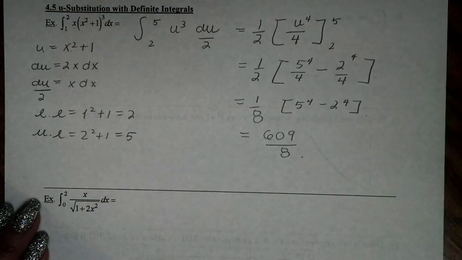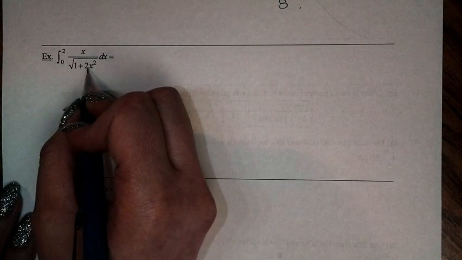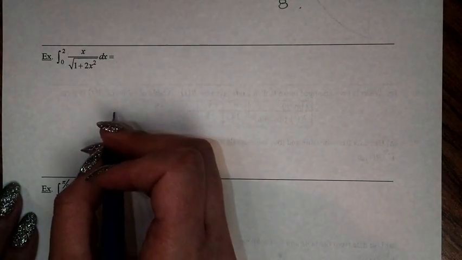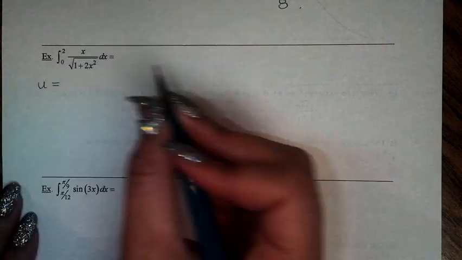Okay, so moving on to a new problem. Over here you have the integral from 0 to 2 of x divided by the square root of 1 plus 2x squared dx. The first thing that you are going to recognize is that you are going to use U-substitution, and this integral will give you a number because we have limits of integration.